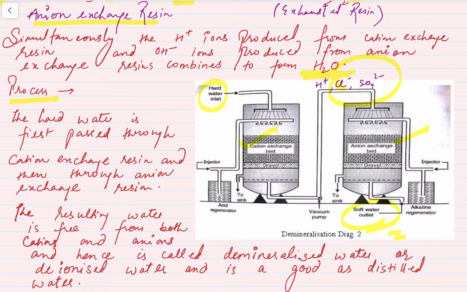So this is how it works. Hard water is first passed through the cation exchange reagent and then through the anion exchange reagent. The resulting water is free from both cations and anions and hence it is called demineralized water, or you can say deionized water, and it is as good as distilled water.